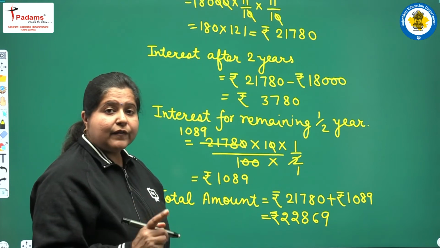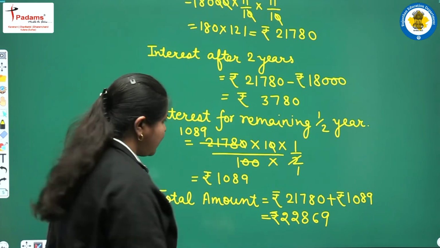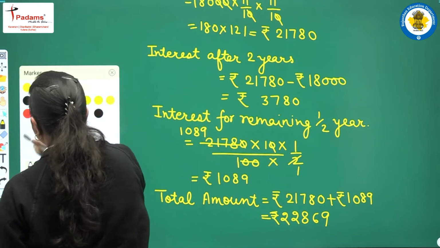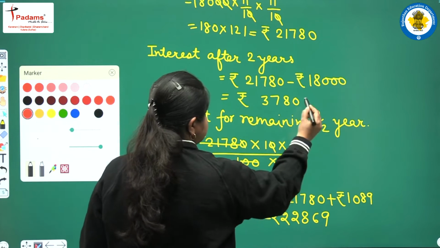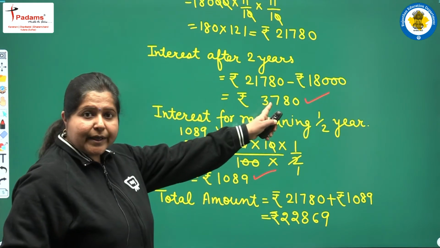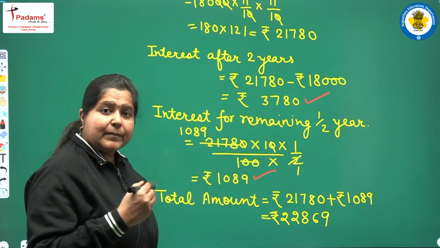And we also need to find the total compound interest. For this, we will add up this interest, this one, as you can see. Let me mark it with a different color. This one and this one. This is the interest at the end of 2 years and this is the interest for the remaining half year.